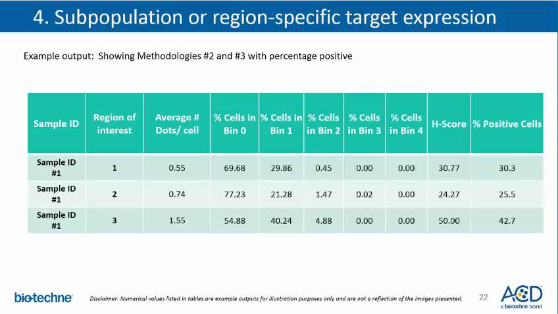For one sample with sample ID number 1, there are 3 regions of interest, and for each of these 3 regions, there are multiple readouts, including the average number of dots per cell, the percentage of cells that fall within each of the 5 bins as a measurement of the dynamic range of expression, the H-score, and also the total percent of cells positive for the marker. For a patient tumor sample with 2 regions of interest, for instance, region 1 could refer to tumor cells and region 2 could refer to the stroma.